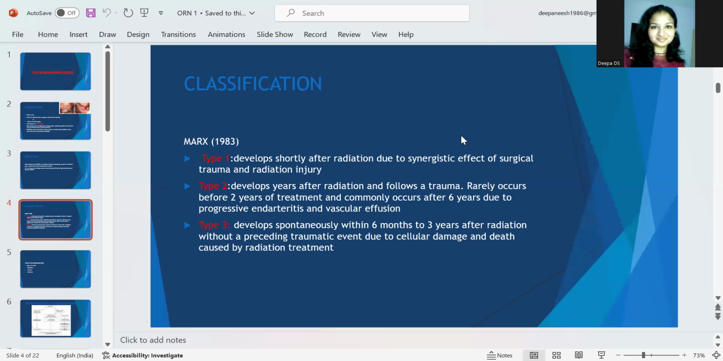Type 1 develops shortly after radiation due to synergistic effect of surgical trauma and radiation injury. Type 2 develops years after radiation and follows a trauma, rarely occurs before 2 years of treatment, and commonly occurs after 6 years due to the progressive endarteritis and vascular effusion. Type 3 develops spontaneously within 6 months to 3 years after radiation without a preceding traumatic event, due to cellular damage and death caused by radiation treatment.